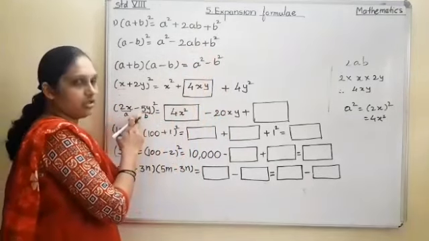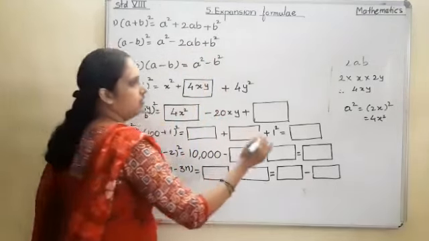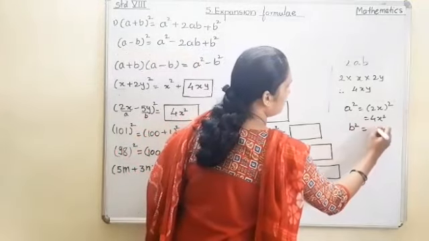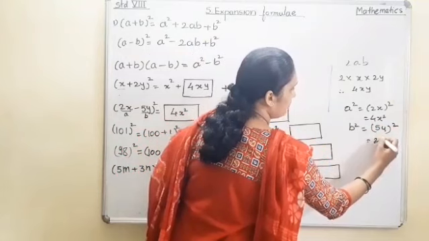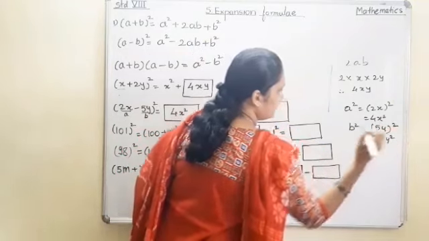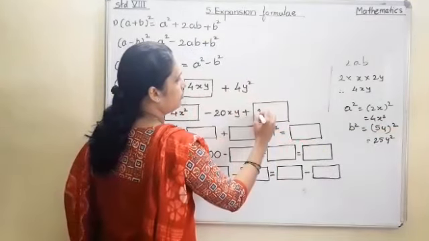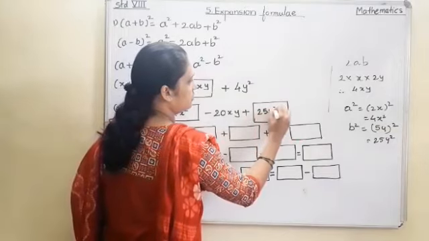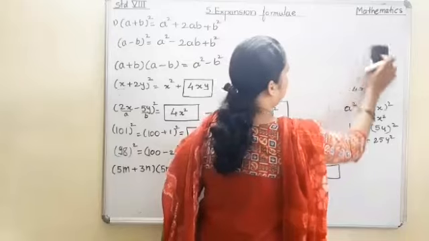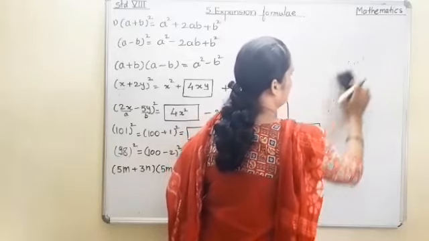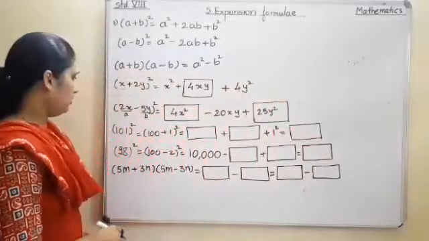Now b means what here? 5y. So here we'll solve roughly. b square is equal to (5y) square. 5 square is 25. y square is y square. So this will come 25y square. So as you practice, you can directly solve this. Now we'll see the next one.